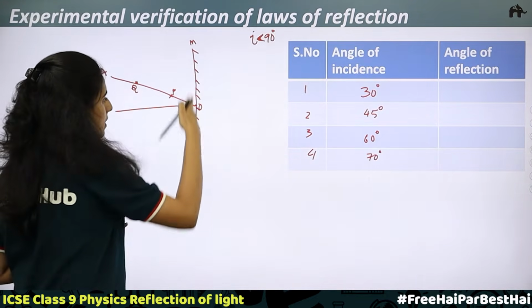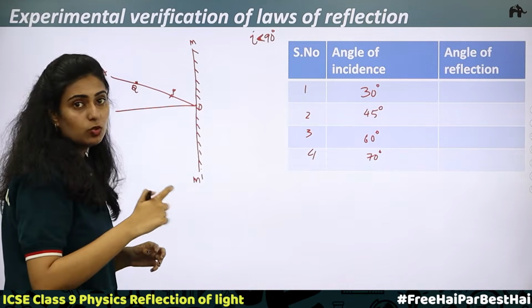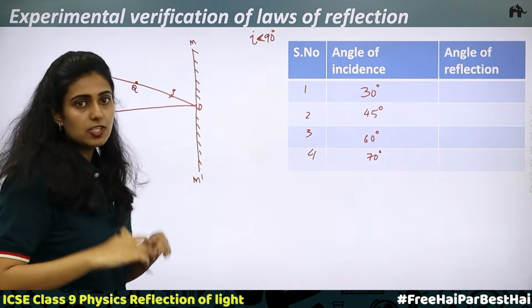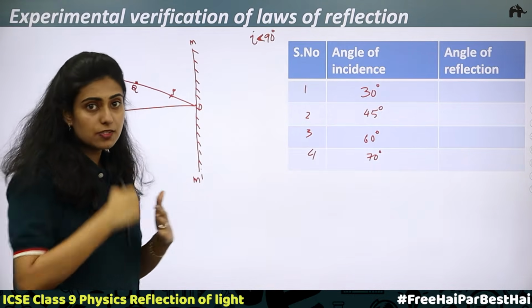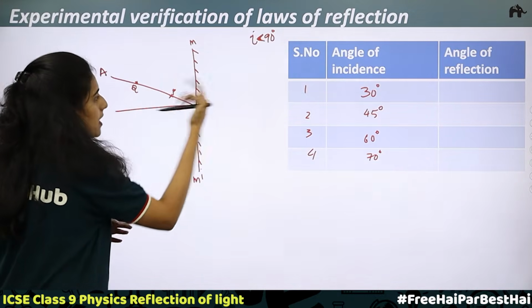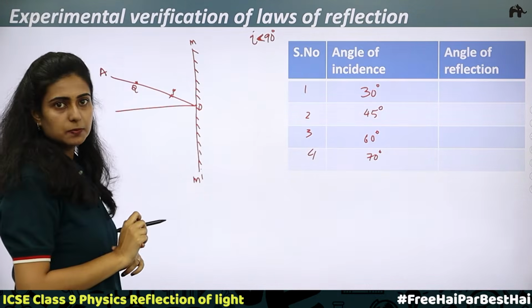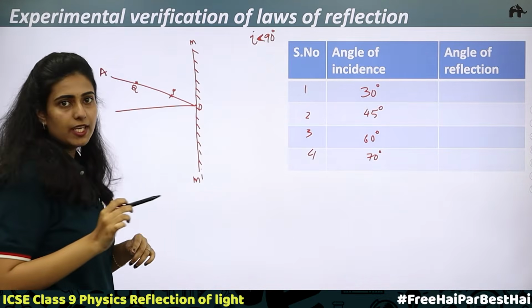Okay, when the plane mirror is kept, what happens? In the plane mirror, you will be able to see the reflection. So when I stand in front of a plane mirror, what is happening? My reflected image is formed. Where is it formed? It is formed behind the mirror. So behind the mirror, the image of P and Q will be available.